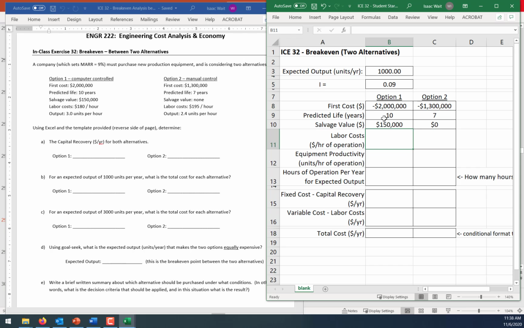Now, the cost of the labor, dollars per hour of operation, is lower for the computer controlled, at 180, and 195 for option 2. The productivity is 3 units per hour for option 1 and 2.4. It's less productive for option 2.